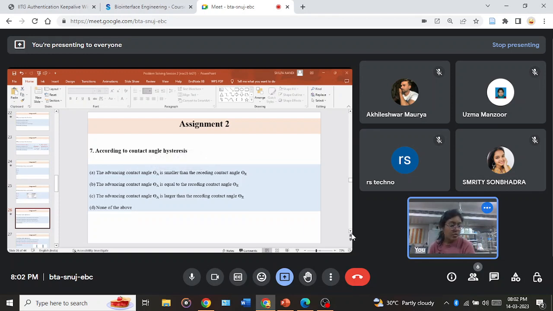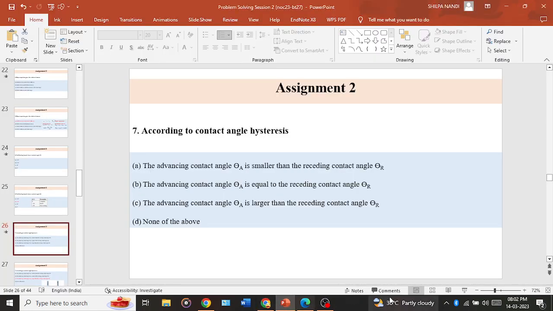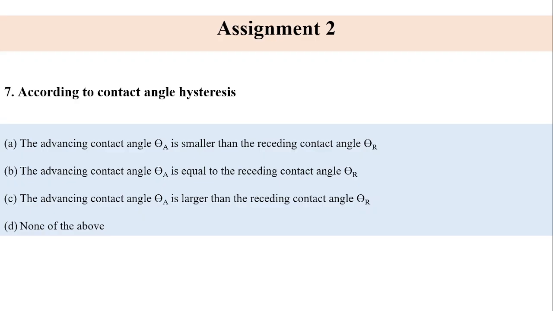Fine, we'll try to give and see what the answer to the question is. So according to contact angle hysteresis, the advancing contact angle theta A is larger than the receding contact angle theta R.